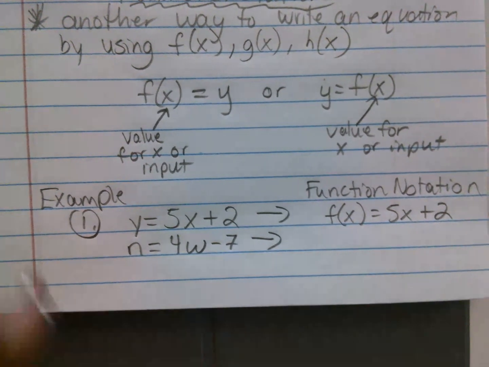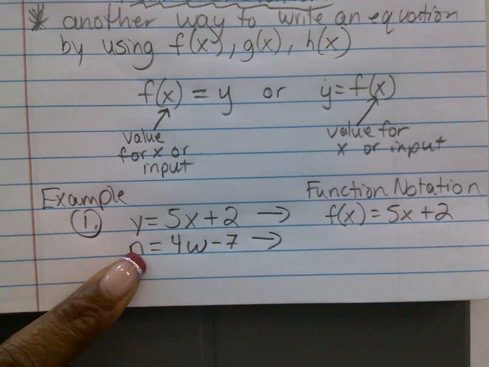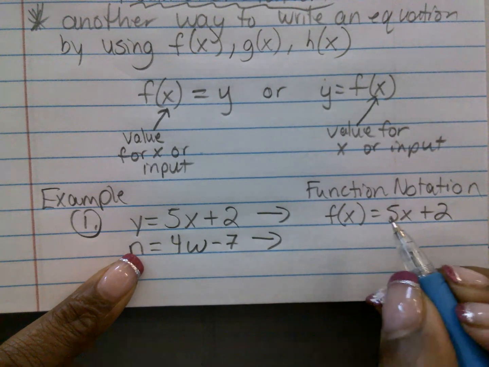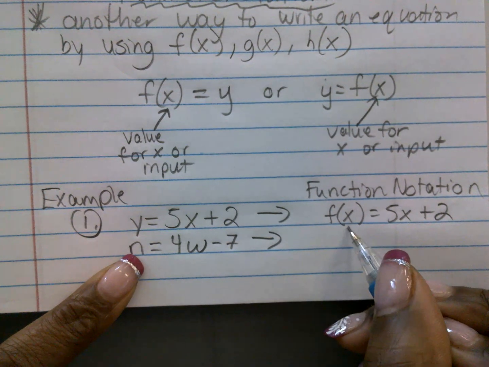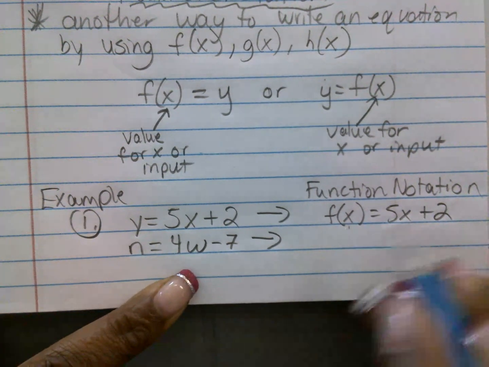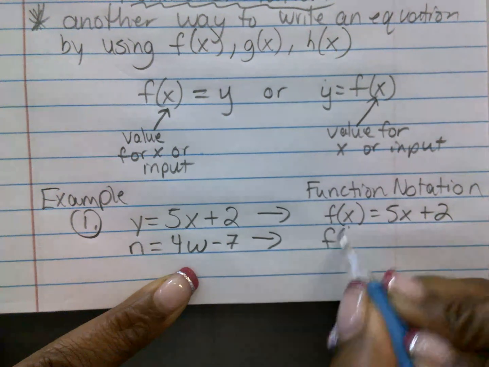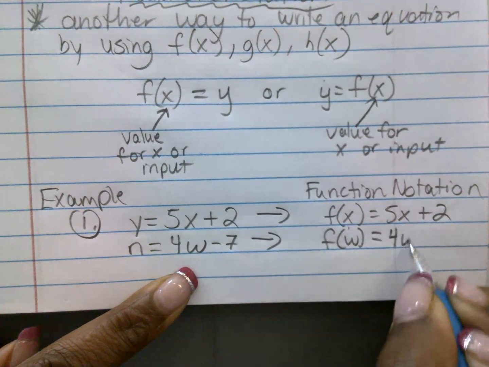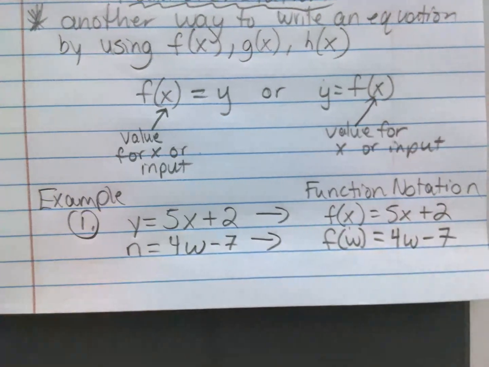All right, here we go. We're going to replace n or y with f of x or g of x. But instead of putting x, what variable did they use here? W. So we're going to put f of w is equal to 4w minus 7.